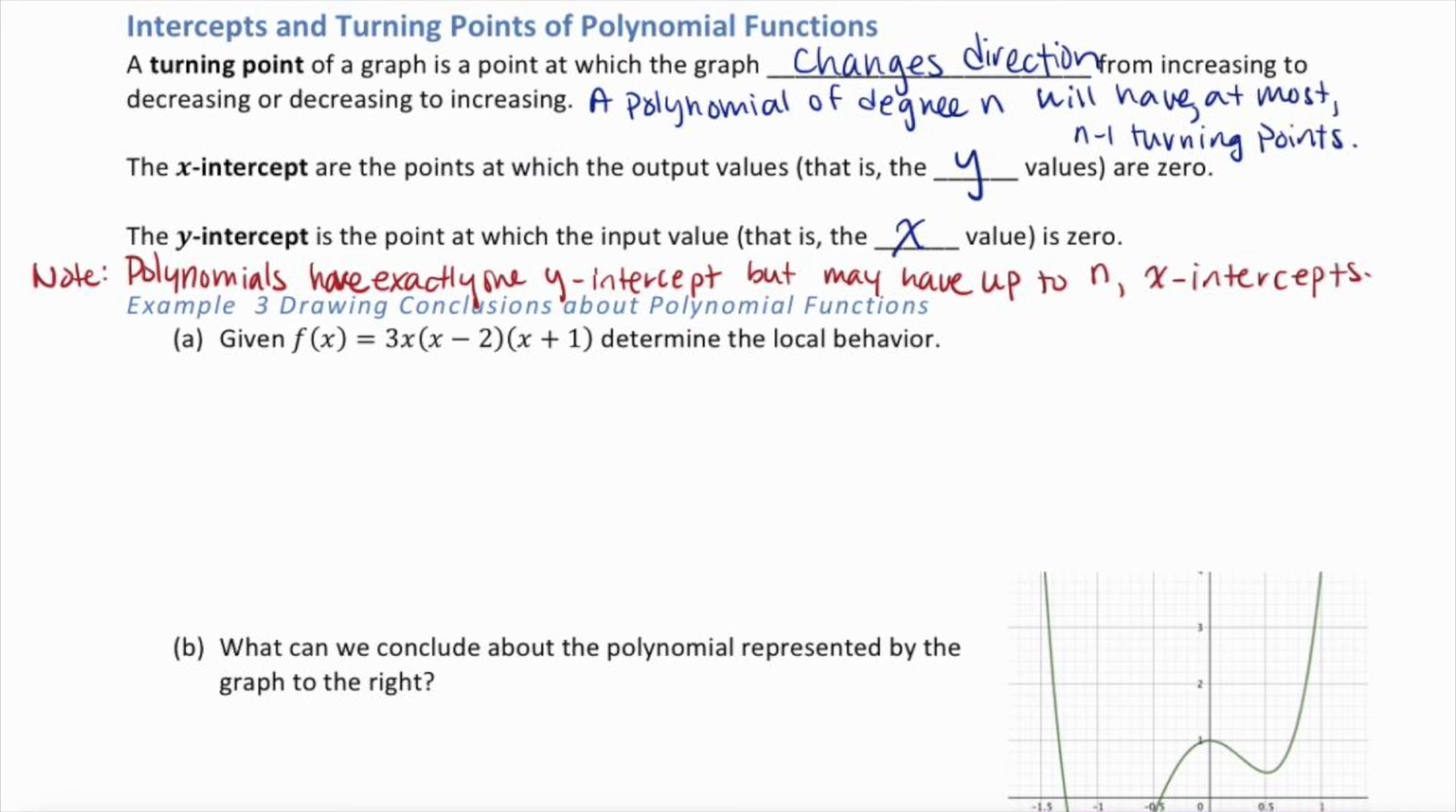So let's look at example 3. Drawing conclusions about polynomial functions given f of x equals 3x times x minus 2 times x plus 1. Determine the local behavior. And what does that mean? Your x and y intercepts, along with the degree and the number of turning points.